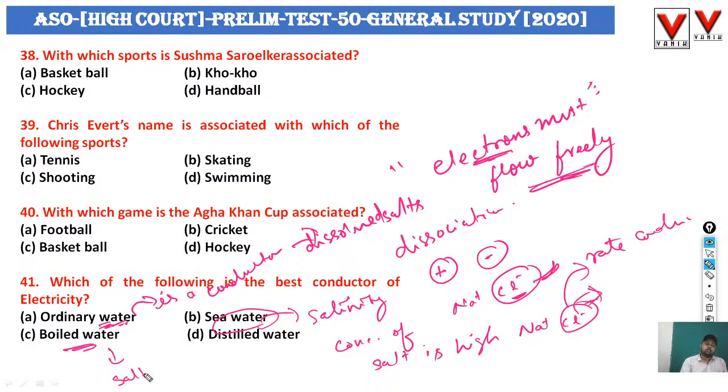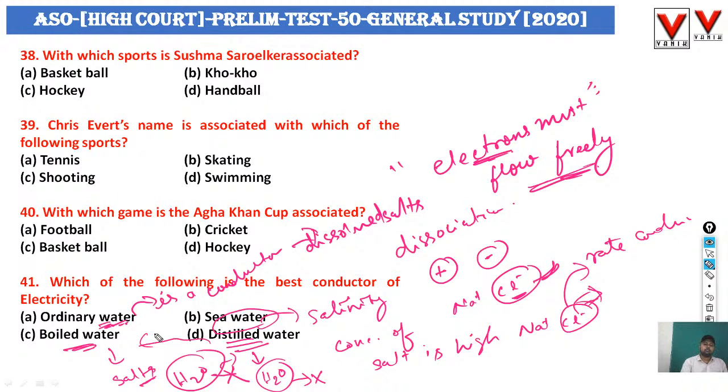But if you talk about boiled water, boiled water will not have any kind of salts. It is simply pure H2O, and pure H2O is a bad conductor of electricity, because it does not have any salts responsible for the conduction of electricity. Distilled water is almost the same as boiled water. It does not contain any salts, again a pure form of H2O, so it will never conduct electricity.